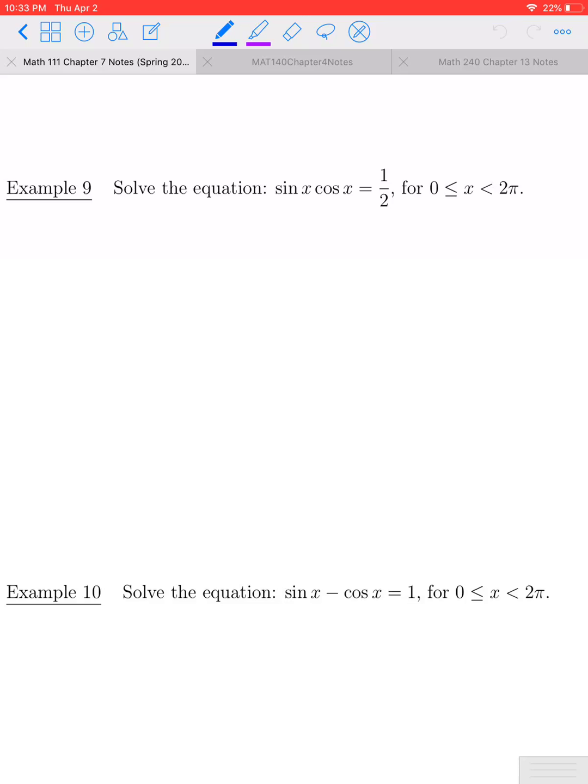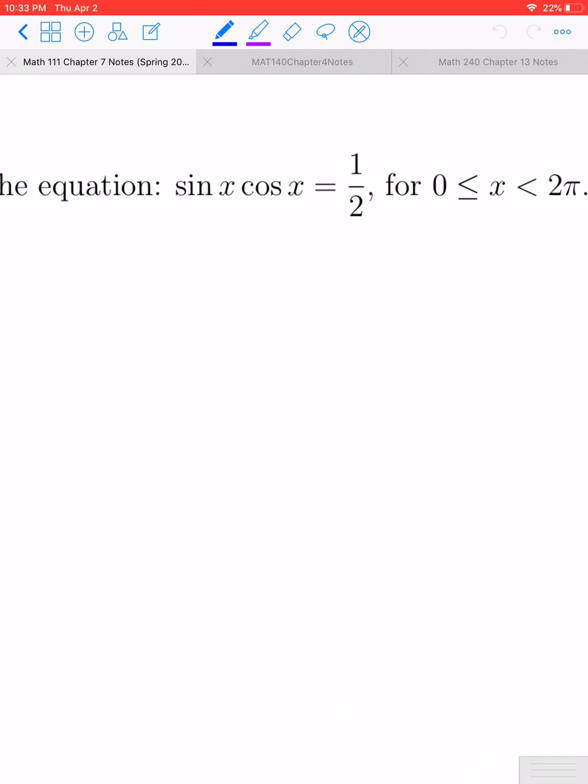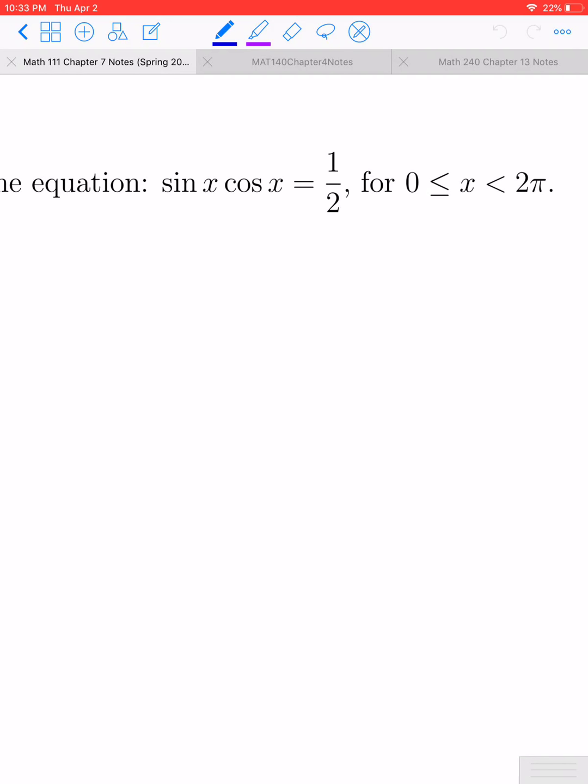Let's take a look at the next example. This is example 9. We want to solve the equation sine x times cosine x equals 1/2 for 0 less than or equal to x less than 2 pi. This is another trigonometric equation where we want to use an identity, but it's not quite obvious in the beginning exactly what we should want to try here.